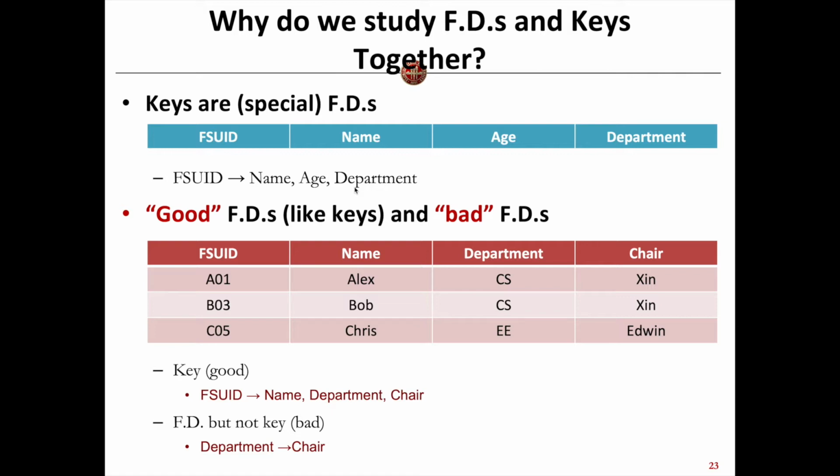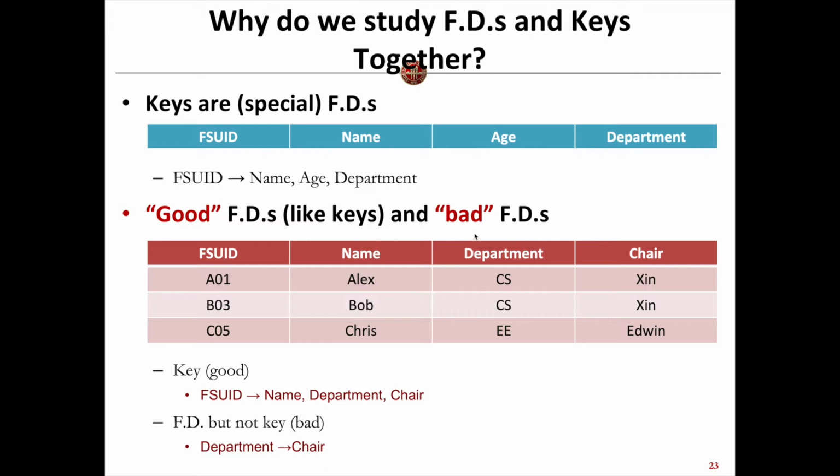Normally, given a relation, we prefer very good FDs, like the keys. If we have a FD and the left-hand side is a key, then we can say this FD is very good for the relation. Besides these kinds of FDs, we can also have some other FDs. If the left-hand side is not a key of the relation, then we can say they are very bad FDs, right? So we have the good FDs versus bad FDs.